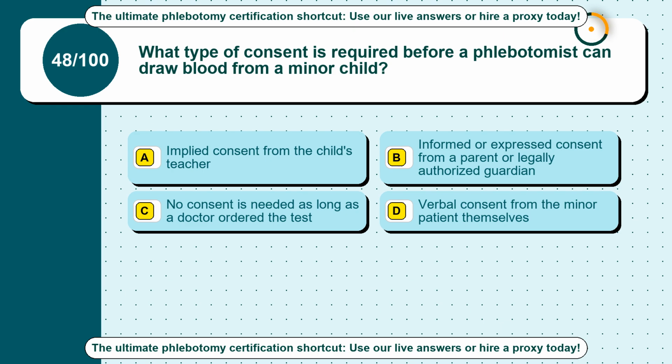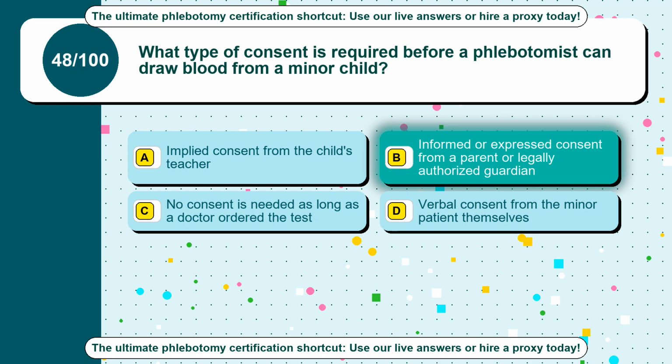Option C, no consent is needed as long as a doctor ordered the test. Option D, verbal consent from the minor patient themselves. The correct answer is option B, informed or expressed consent from a parent or legally authorized guardian.